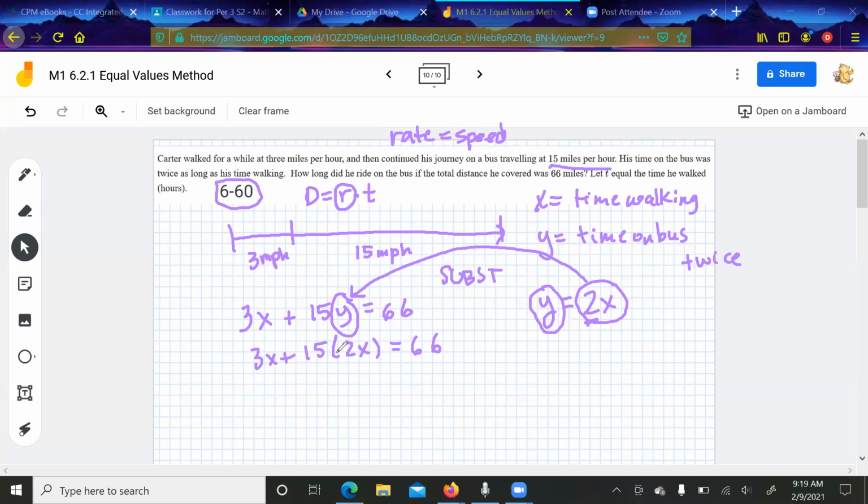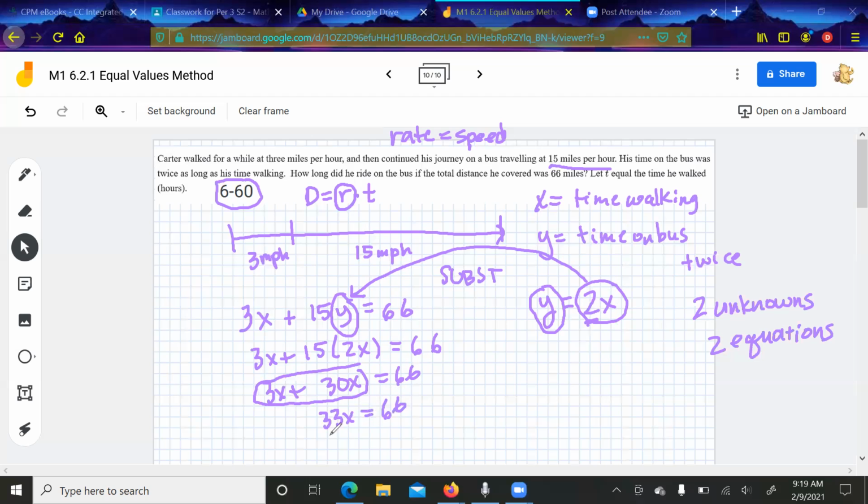Now we just have one equation with x's, not an x and a y, because whenever you have two variables, two unknowns, you need two equations to solve it. Well, we have two equations. We're going to plug this one into this one to solve it. So we have 3x plus 15 times 2 is 30x equals 66. I add these two together because they're like terms. That gives me 33x equals 66.